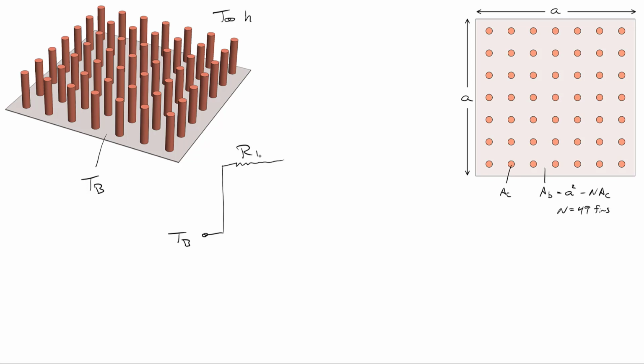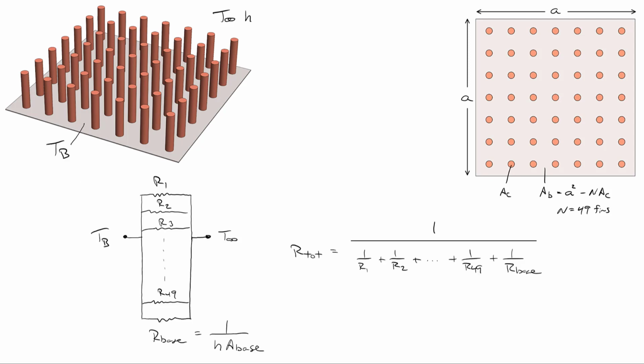I'm just going to call this R1 for the resistance of the first fin, R2, the resistance of the second fin, all the way down until we hit the resistance of the 49th fin. And then our final resistance in parallel is the resistance of the base. So heat can flow through the base or one of 49 different fins and out into T infinity. Because we're dealing with 50 resistances in parallel, we'll write our total resistance as shown.